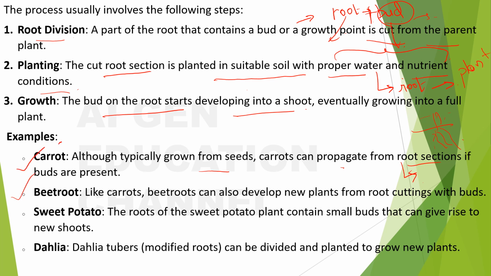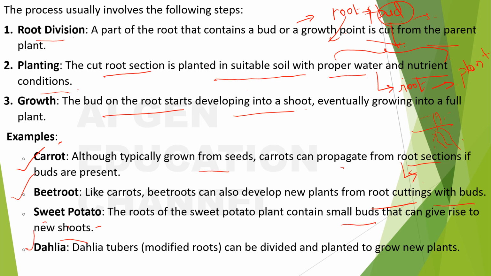And how about the beetroots? Like carrots, beetroots can also develop new plants from the root cuttings with buds. Okay. Next, sweet potato. The roots of the sweet potato plant contain small buds that can give rise to new shoots. Okay, so carrot, beetroot, sweet potato and dahlia. Dahlia tubers can be divided and planted to grow new plants.